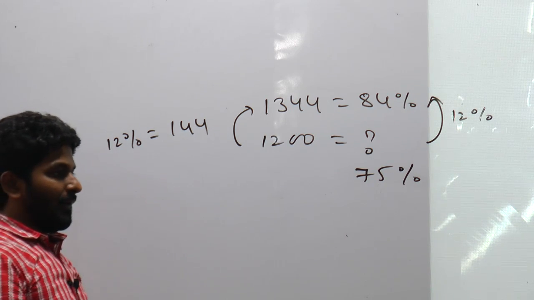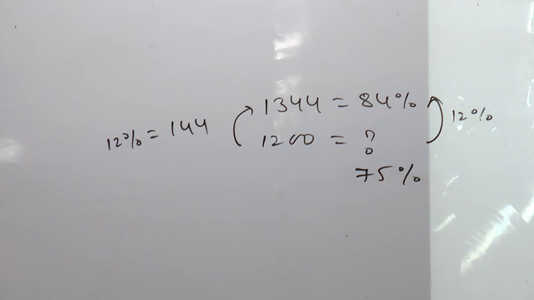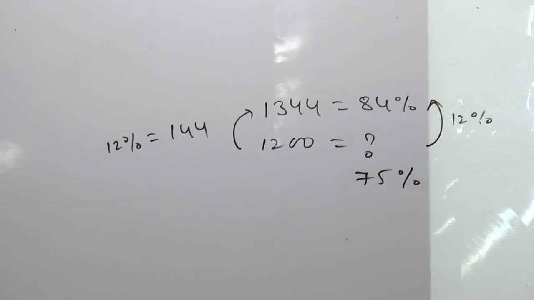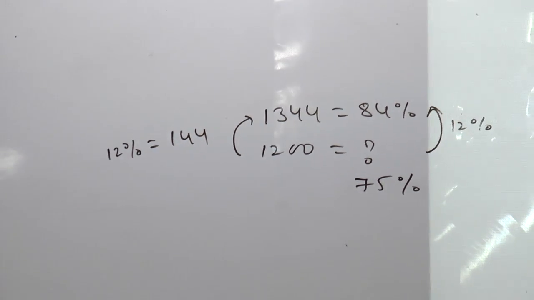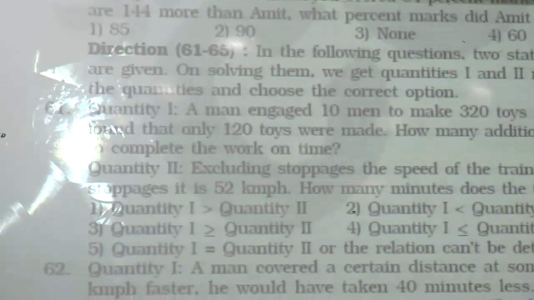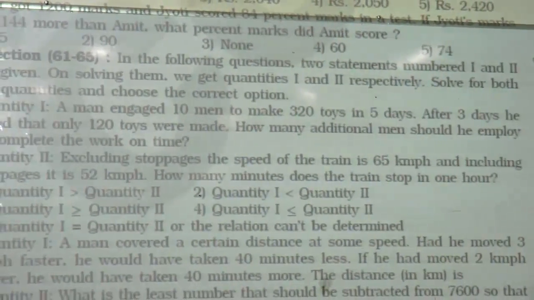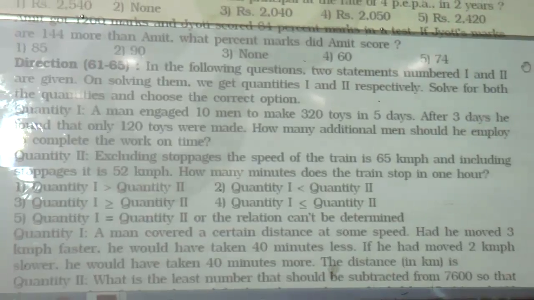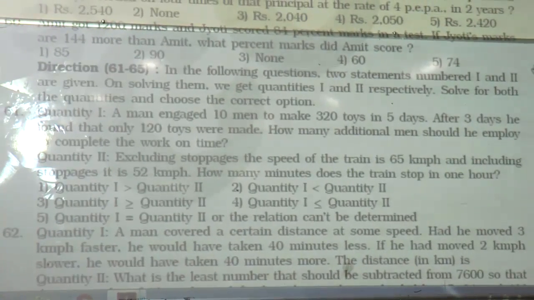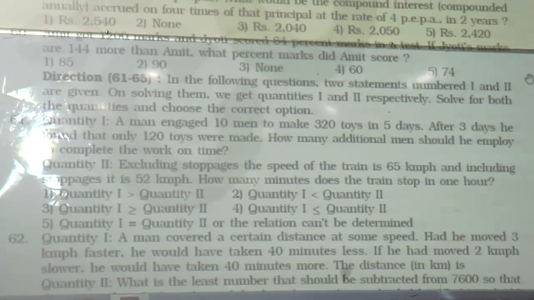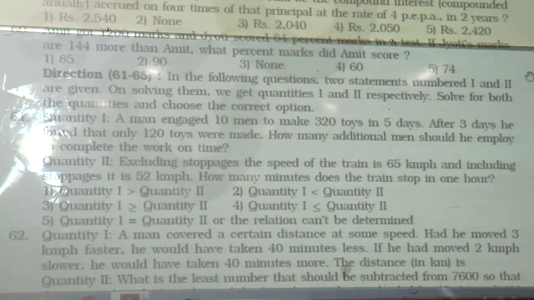Okay. Next, 61 to 65. Quantity 1. A man engaged 10 men to make 320 toys in 5 days. After 3 days, he found that only 120 toys were made. How many additional men should he employ to complete the work on time?